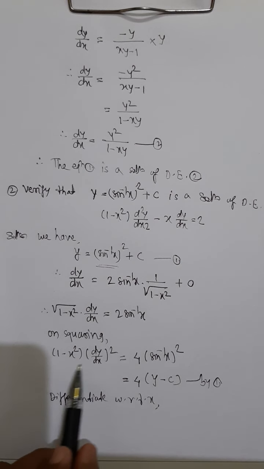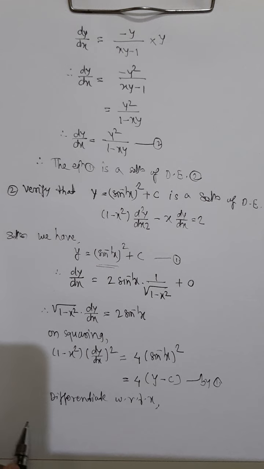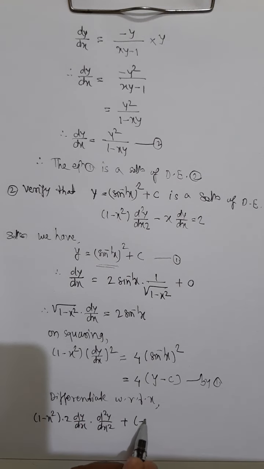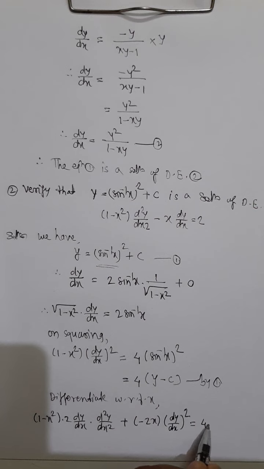So here the left side is the product of two functions, so apply the u into v formula, product rule. First function 1 minus x square, derivative of second function 2 into dy by dx into derivative of dy by dx, that is d2y by dx2, plus derivative of first function, derivative of 1 minus x square, derivative of 1 is 0, derivative of minus x square is minus 2x, and second function as it is, (dy by dx) square. Right side 4 in bracket, derivative of y is dy by dx, derivative of c is 0, that is constant, derivative of constant is 0.